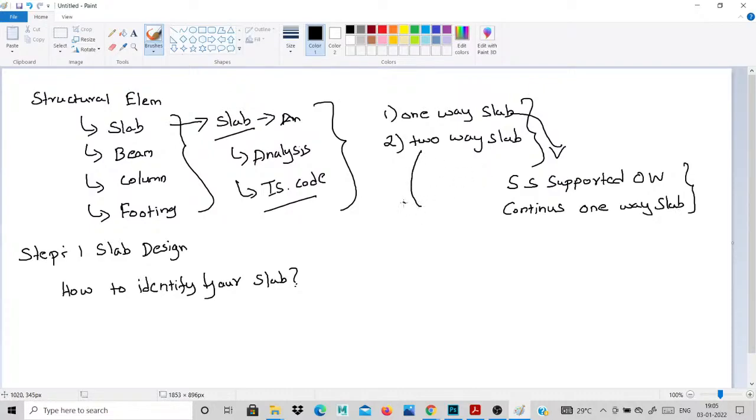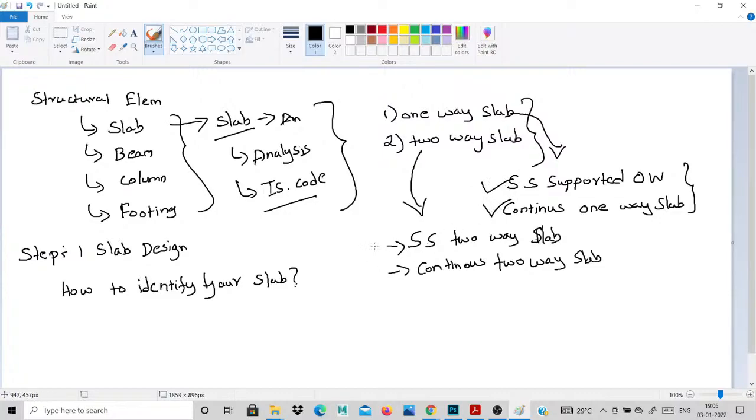The next one, the two-way slab, has the same types: one is the simply supported two-way slab, and the other is the continuous two-way slab. So for one-way there are the simply supported and continuous one-way slabs, and for two-way there are the simply supported and continuous two-way slabs. There are four types in our slab.